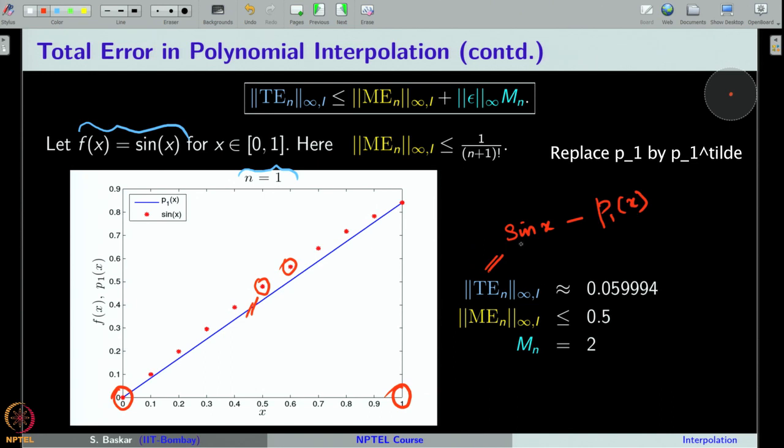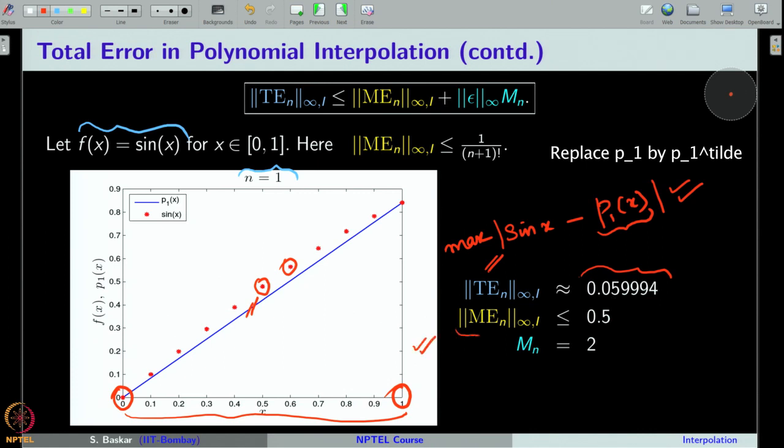What you do is find the value of sin at many points in the interval 0, 1, and also find the value of P1 tilde of x at many points in the interval 0, 1, and then take the modulus of that and take the maximum over all these numbers. And that is how I obtained this total error. In this way of computing, it happens to be in my calculation approximately 0.06. And I am taking that as the total error involved in this computation.